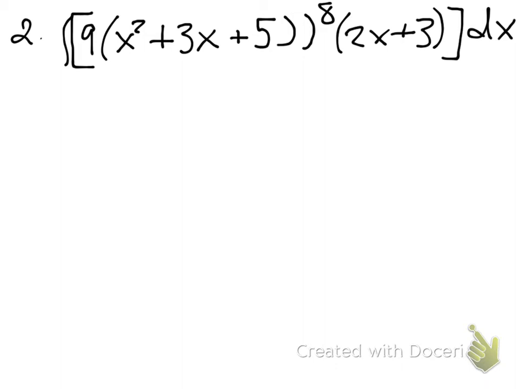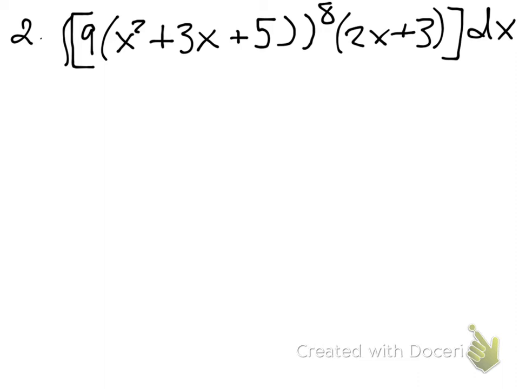Okay, so for number 2, it's the integral of, there's a bracket, 9 times x squared plus 3x plus 5, close parentheses, quantity to the 8th power, times 2x plus 3 dx. So if you want to pause it and try it, go ahead.